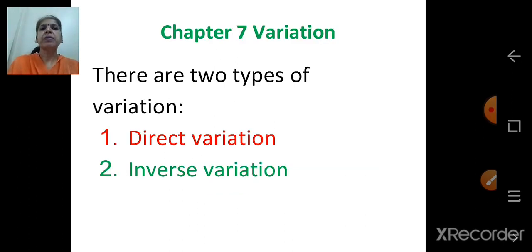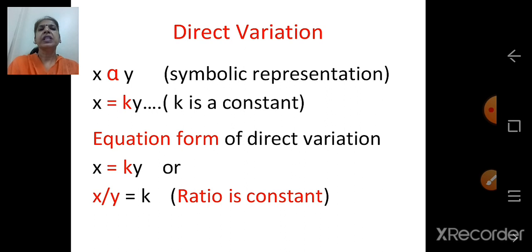There are two types of variation, which are they? Direct variation, inverse variation. Now what is direct variation? We know in direct variation when one number increases or decreases, the other number also increases or decreases in the same proportion.